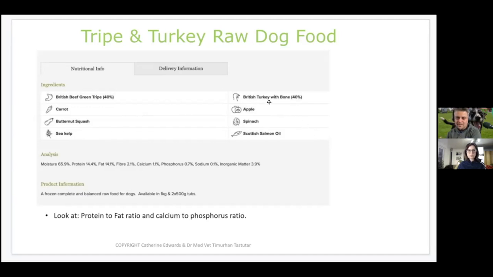So again, British turkey with bone. How much bone? We don't know. What part of turkey? We don't know. And I must say, Timo, I'm seeing a lot of clients over the years who are making every effort to feed a raw frozen diet, which is really commendable. But a lot of their dogs or cats are having constipation issues, which is often due to the bone content, and to the high fat content, yeah.